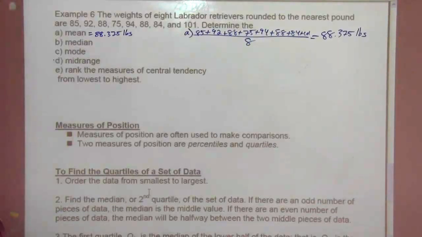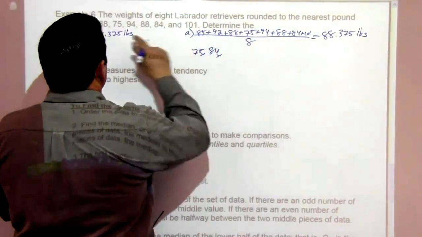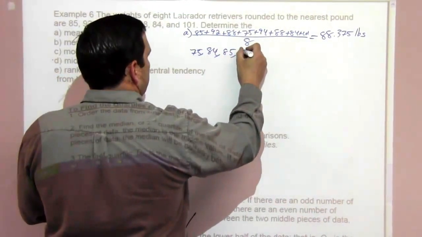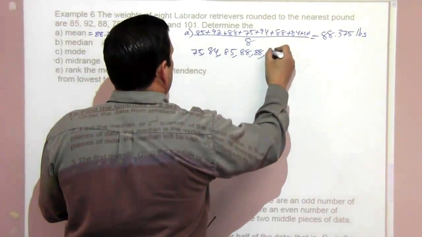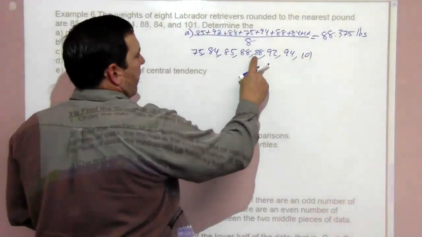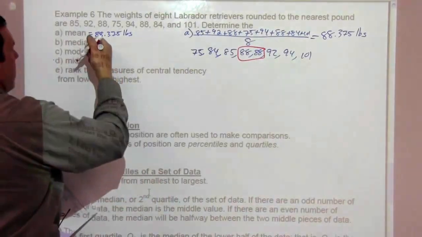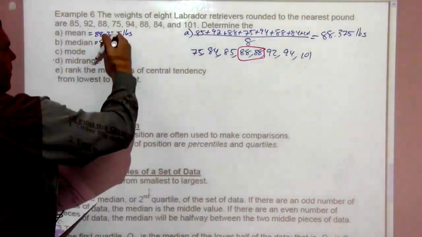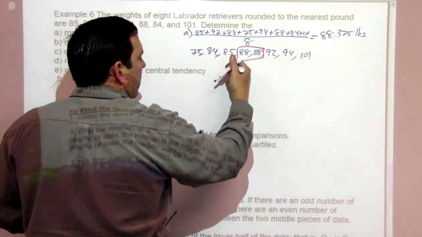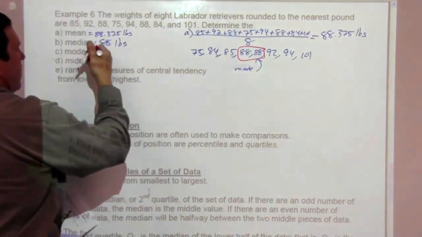How about the median? What's our middle set of data? If we list them out from small to large, we have 75, then 84, then 85, then 88, 88 again, then 92, 94, and 101. So for our middle, 1, 2, 3, 4, 5, 6, 7, 8, the 4th and 5th are the 2 in the middle, and those are both 88. Look at that, that's kind of cool. And for the mode, it's the same thing. We have 2 data points that are 88, so our mode is also 88.